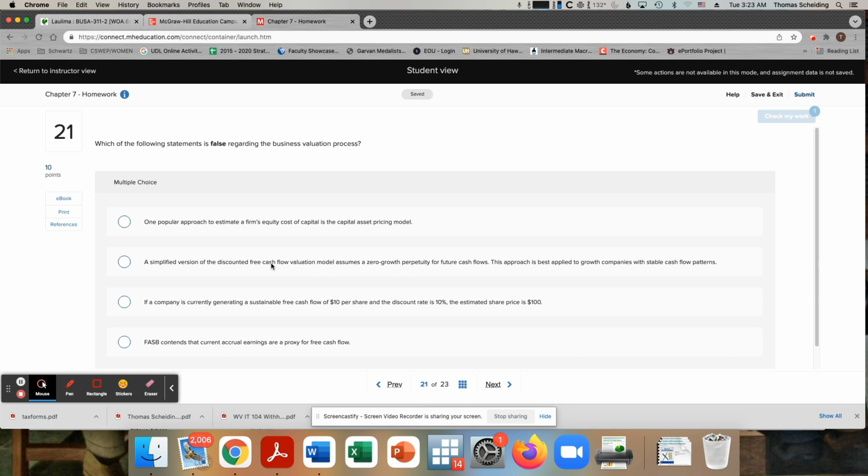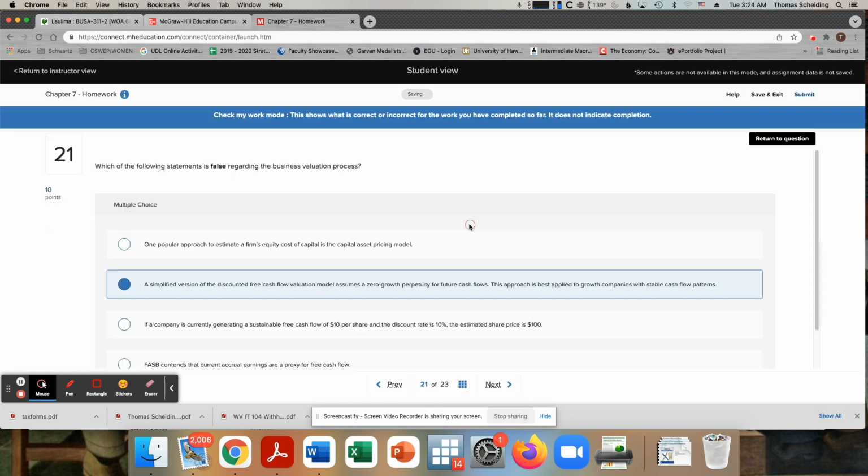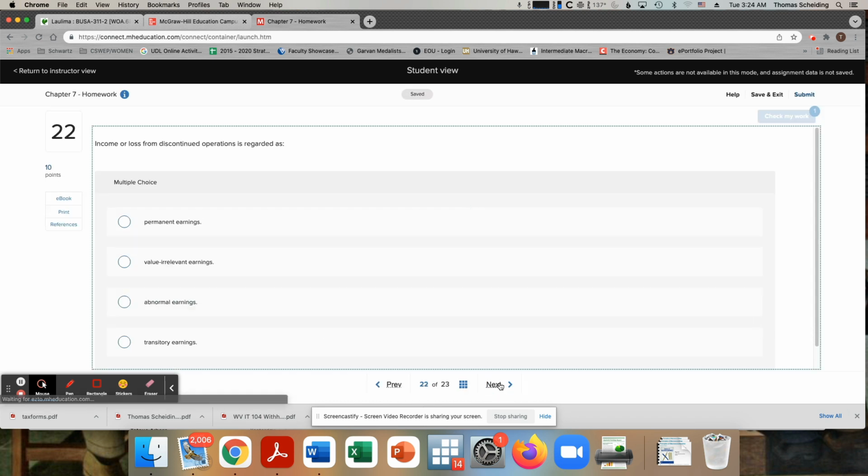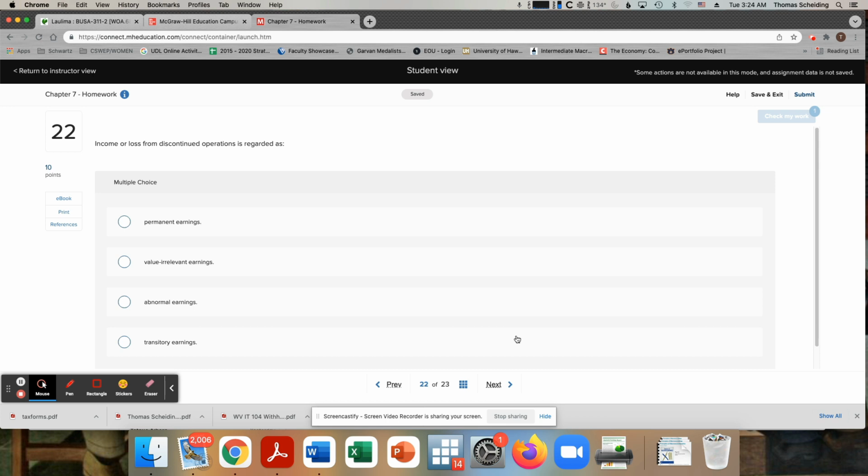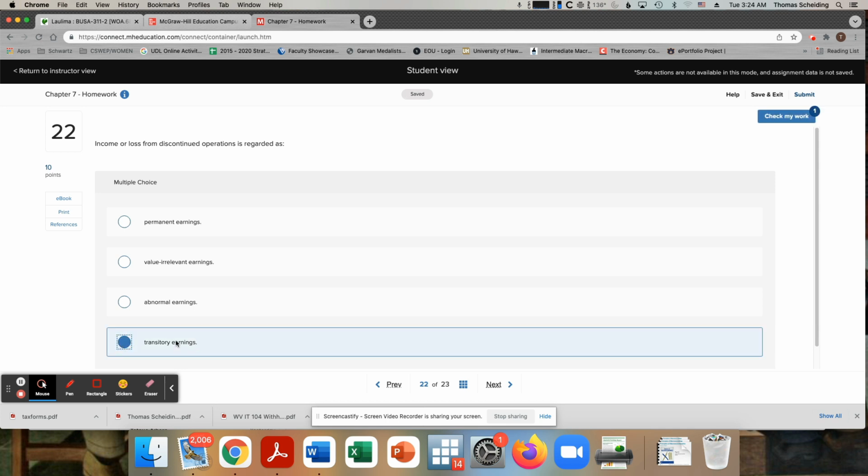So this is false, but let's make sure the others are true. If a company is generating a sustainable free cash flow of $10 per share and the discount rate is 10%, the estimated share price is $100. Yeah, that's by definition $10 divided by 0.1, which is $100. FASB contends that current accrual earnings are a proxy for free cash flow. Yeah, that's also true. So this is by elimination the correct answer. Income or loss from discontinued operations. We kind of already talked about these. That's the transitory earnings.